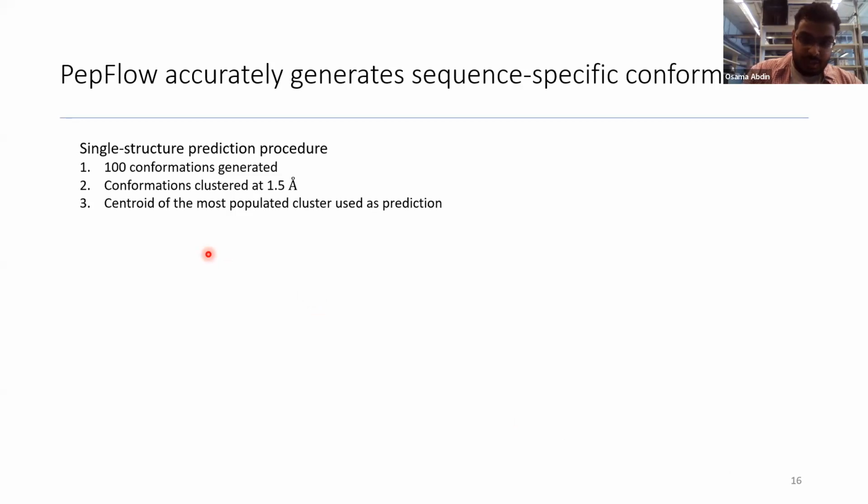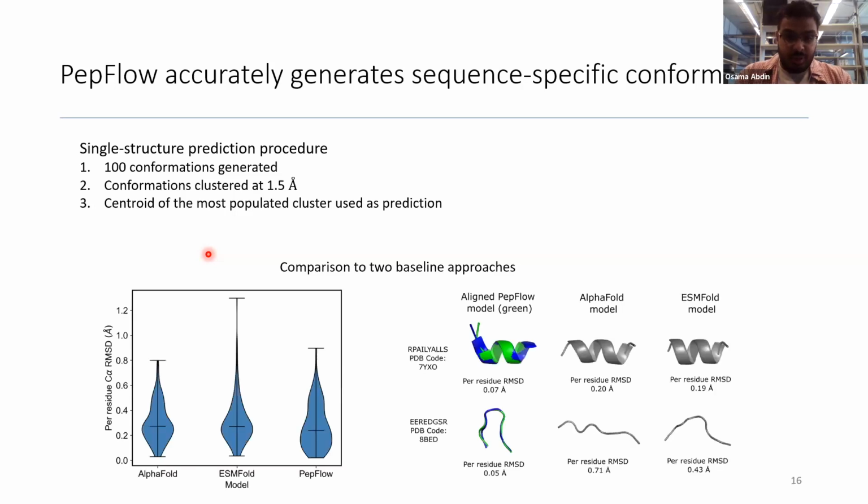And on the validation set, this seemed to correlate relatively well to the RMSD to the ground truth. So we compared the performance of PepFlow to AlphaFold and ESMFold, and overall it's very comparable.